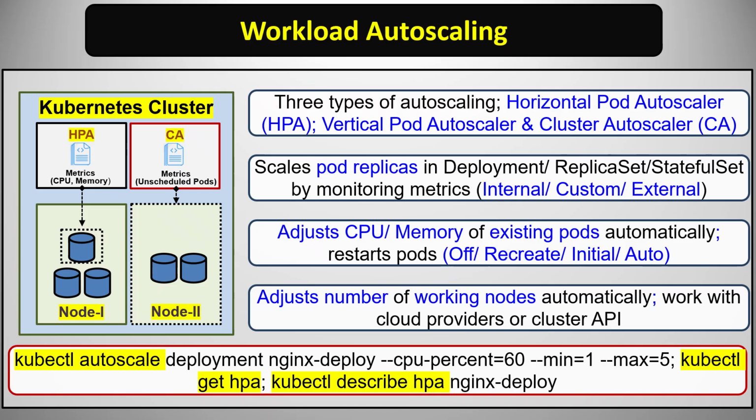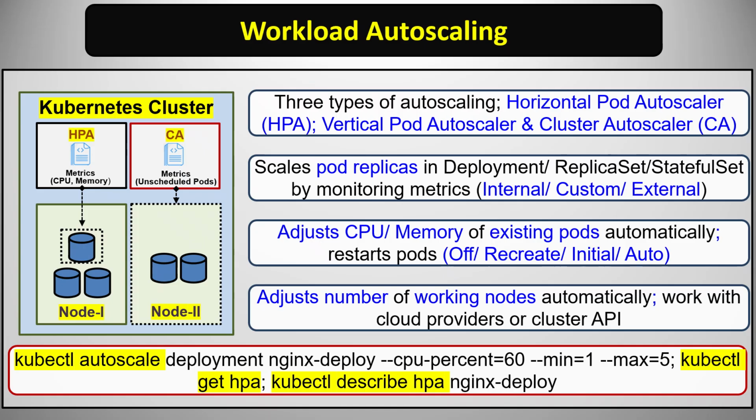The second one is vertical pod autoscaler. Instead of scaling out the pods, this one automatically adjusts the CPU and memory requests for your existing pods, restarting them if needed. It means increasing the CPU and memory of the existing pods rather than adding more pods.